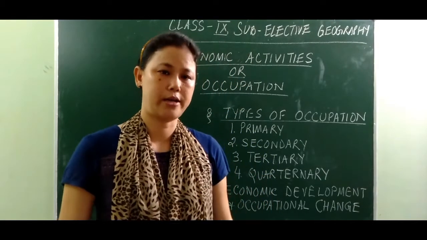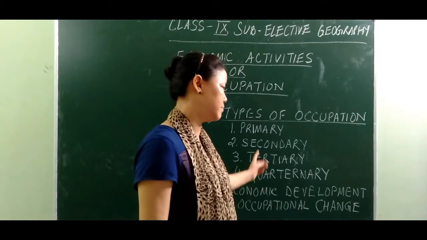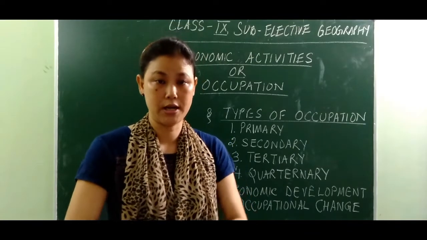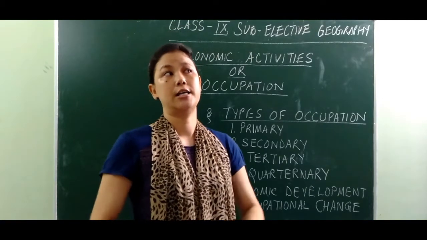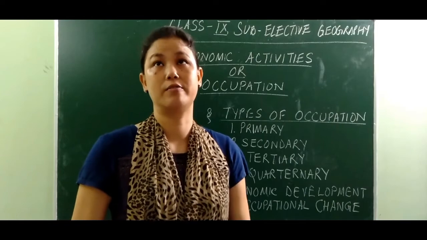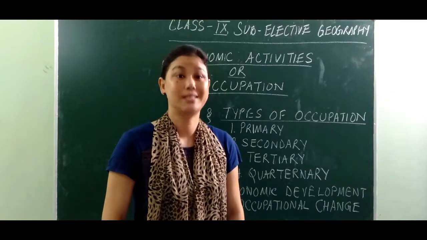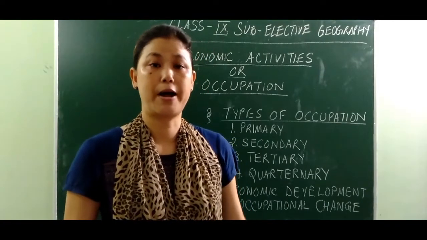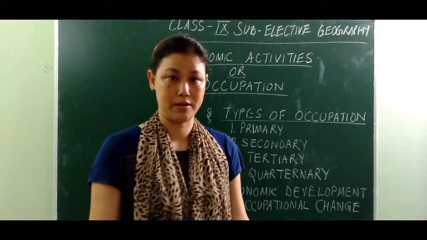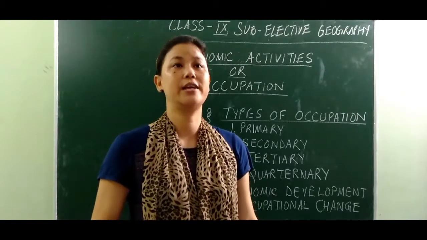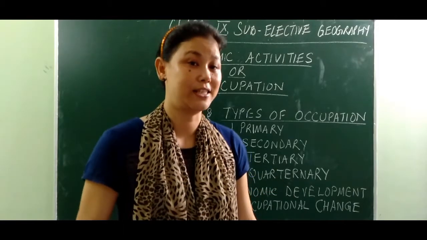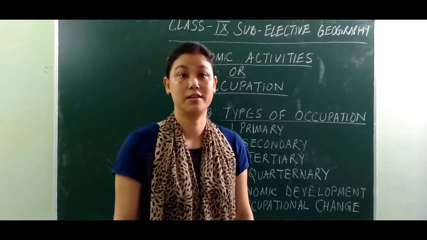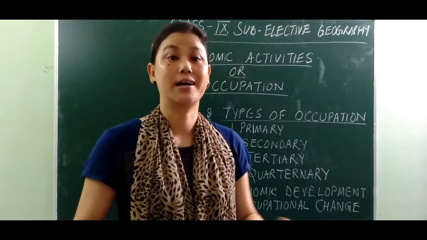And there's another type of occupation which has not been mentioned in our book, hence I have not put it here, but it is called quinary occupation. Quinary occupation is that type of occupation which involves people who make decisions. For example, in our country of India, a prime minister, for example, is under that category of occupation known as quinary occupation, because he is involved in making decisions for our country.